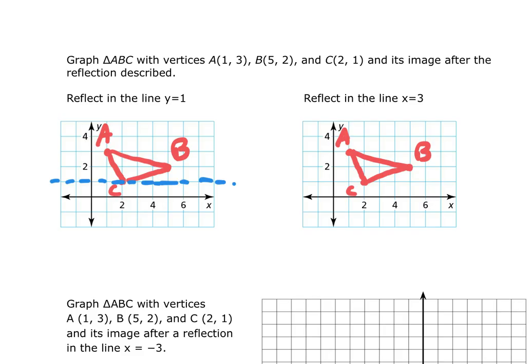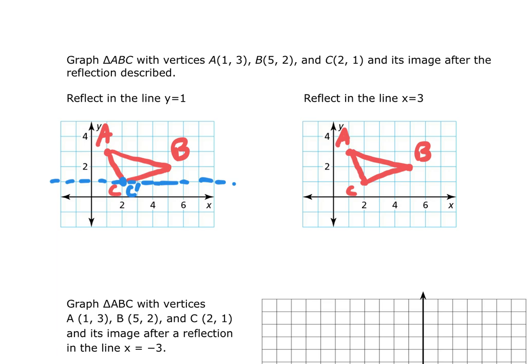So I got to do 3 points. The easiest of those 3 is C. Where's C prime going to be? Right where it is. Because C lands on that line. So that's the easiest one to flip. That would be C prime.